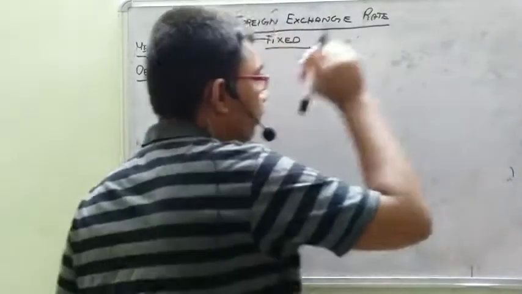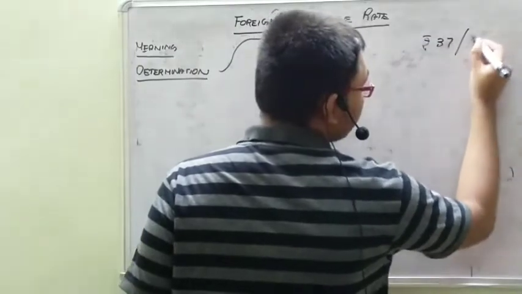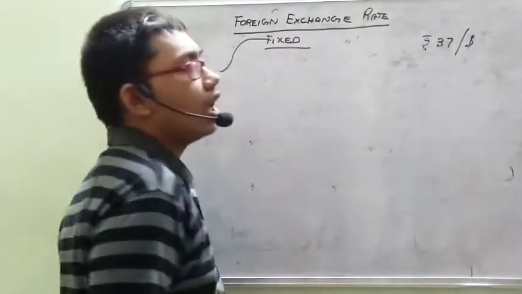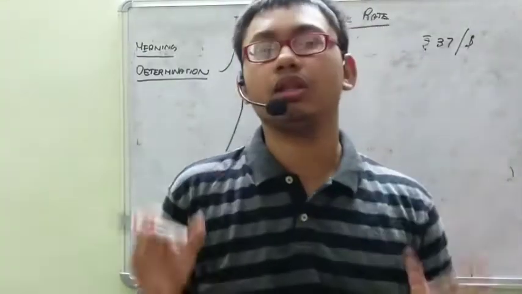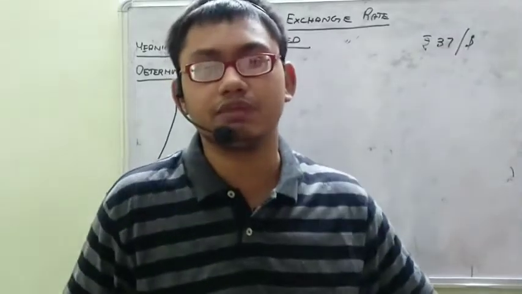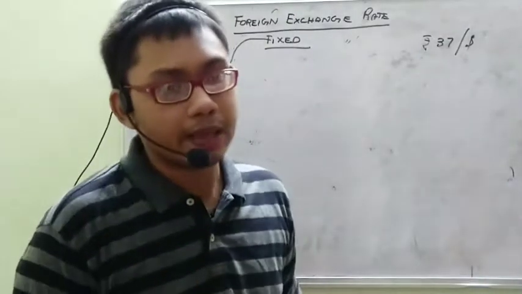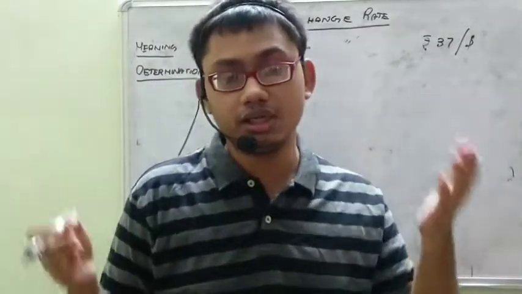Okay, if the government fixes rupees 37 per dollar, if the Indian government fixes rupees 37 per dollar, then that is the exchange rate that will happen for all transactions between India and USA. Okay, but what happens is the exchange rate instability is more likely.